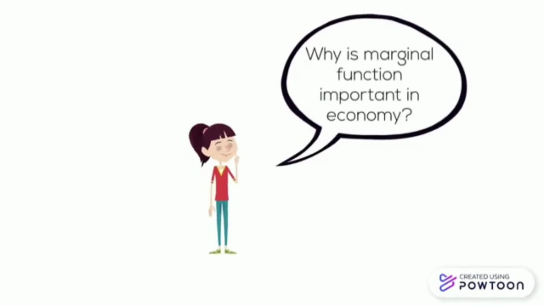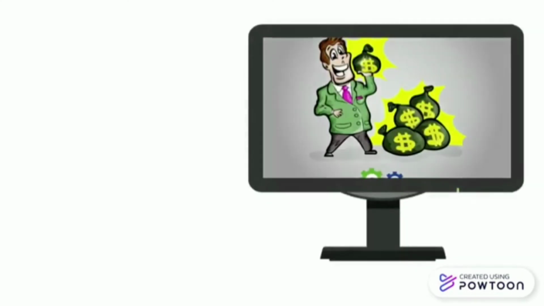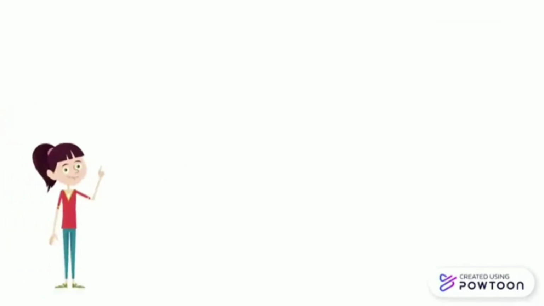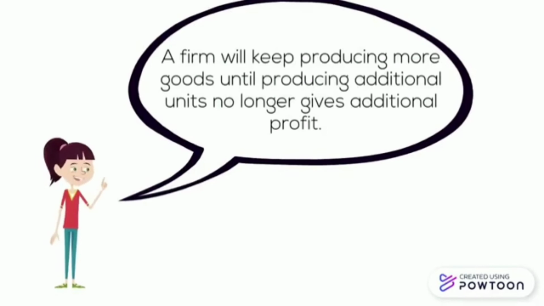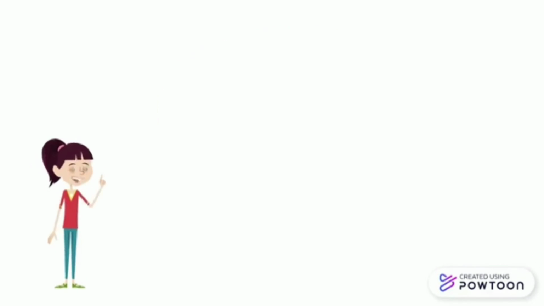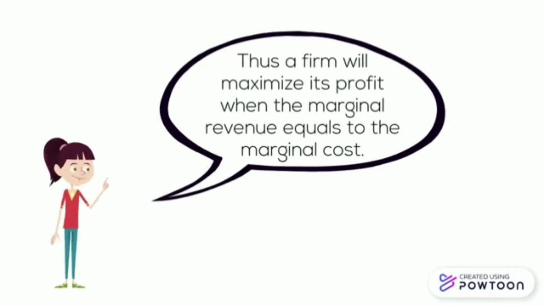But why is the marginal function important in economics? The marginal function is important as it allows for optimization in a business. This is because a firm will keep producing more goods until producing additional units no longer gives additional profit. This happens when P prime of x equals R prime of x minus C prime of x equals 0, where P prime of x is the marginal profit, R prime of x is the marginal revenue, and C prime of x is the marginal cost. Therefore, a firm will maximize its profit when the marginal revenue equals the marginal cost.